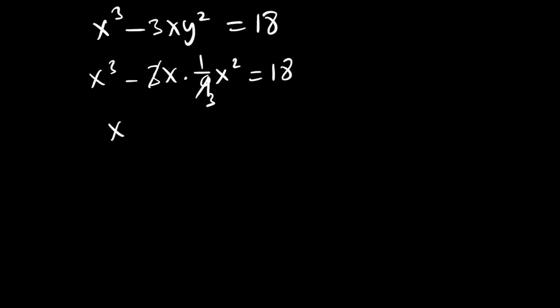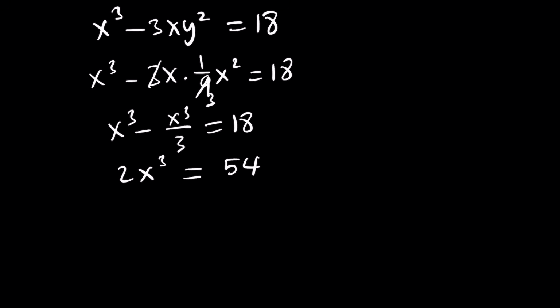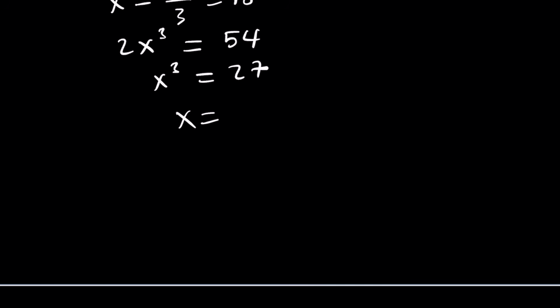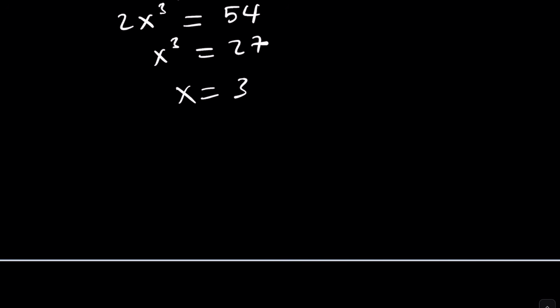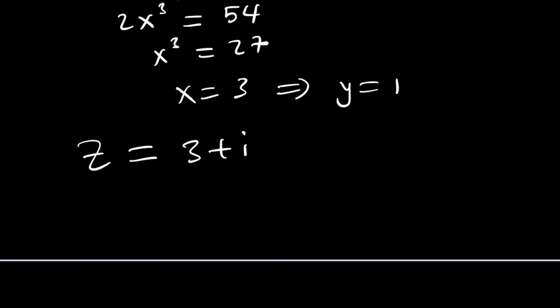And this is going to give us x cubed minus x cubed divided by 3 is equal to 18, which is 2x cubed equals 54, which means x cubed is equal to 27, which means x is equal to 3. Great, that's why we were able to find the solutions easily. And remember, y is 1/3 of x. If x is 3, then y is 1. And remember, we wrote our solution as x plus yi, so the answer would be 3 plus i.